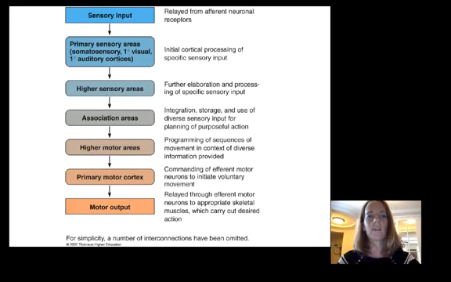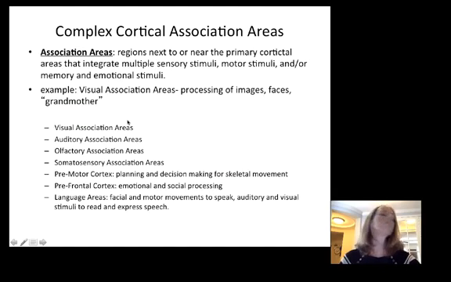And they will be then the first stop for cortical integration. After that, information will then get processed to higher and higher areas before it ends up becoming a response. So we have higher sensory areas, which will be more elaboration and processing of sensory input, and then association areas, which will be even further integration of sensory input. So in general, we refer to these as complex cortical association areas.